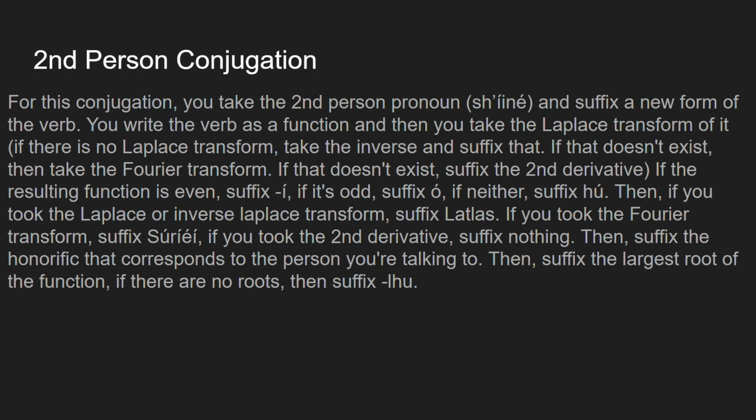Second person conjugation. So for this conjugation, you take the second person pronoun, iene, and suffix a new form of the verb. You write the verb as a function, then you take the Laplace transform of it. If there's no Laplace transform, take the inverse and suffix that. If that doesn't exist, take the Fourier transform. If that doesn't exist, suffix the second derivative. If the resulting function is even, suffix e.